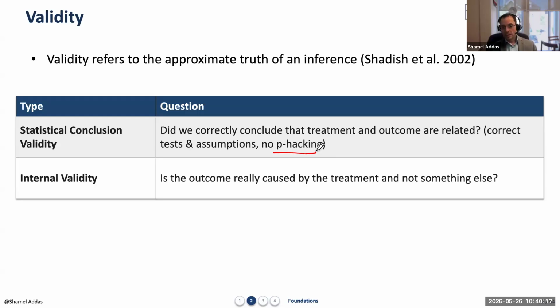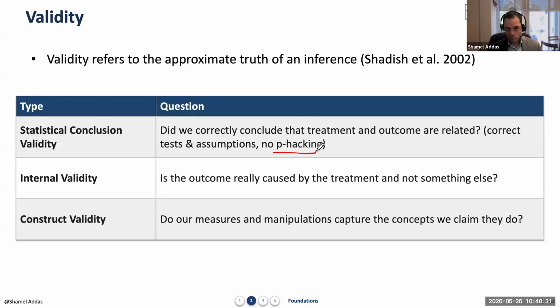Internal validity: is the outcome really caused by the treatment and not by something else? Again, it might look like X affected Y, but maybe there's something else, a confound, that is actually driving that outcome. Or maybe there's a missing variable we didn't measure that is confounding that outcome.